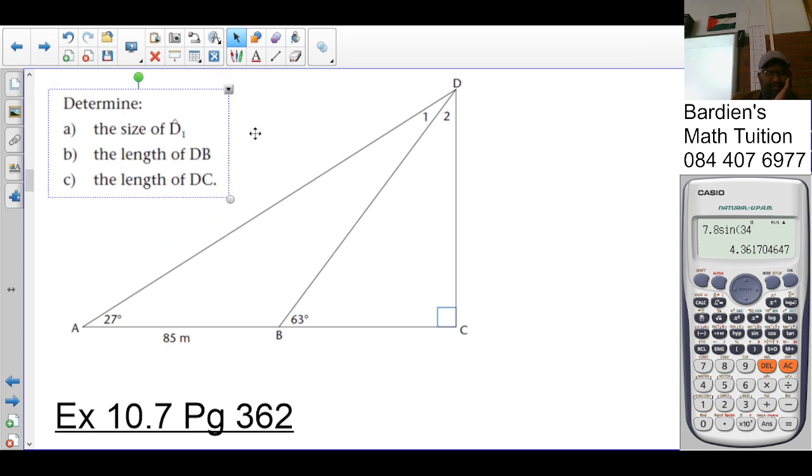Big D or D1? My mistake. D1. I couldn't see it was small.